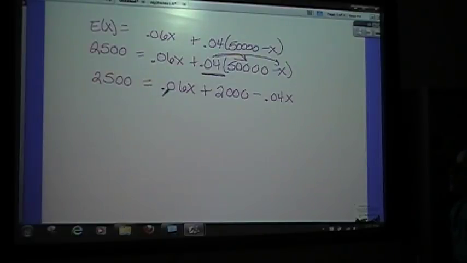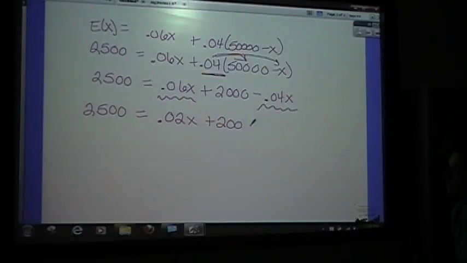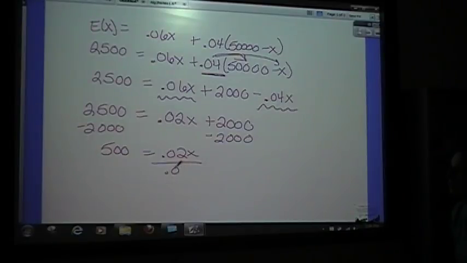So what can I do there? 0.06x minus 0.04x. That's called combining like terms. I hope you remember from algebra, and you did it some last year probably. I now have 0.02x plus 2,000. Because I have 0.06 minus 0.04, and I have 0.02. This is just a two-step equation right here. I can solve this. Minus 2,000, minus 2,000. 500 equals 0.02x. Divide both sides by 0.02. And I get x equals 25,000.